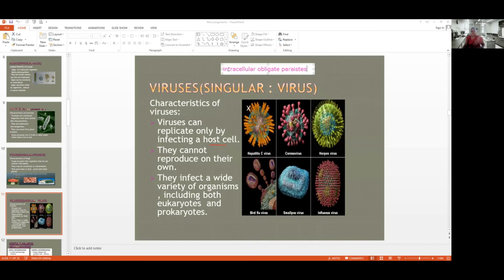Why? Intracellular means within the body. Obligate means strictly it will live only within the body. Parasites, what are parasites? Organisms which depend only upon another living organism, which is called a host cell. So it needs a living organism for its survival, and it lives only inside the living organism, not outside. That is a speciality of viruses, so they are called intracellular obligate parasites.